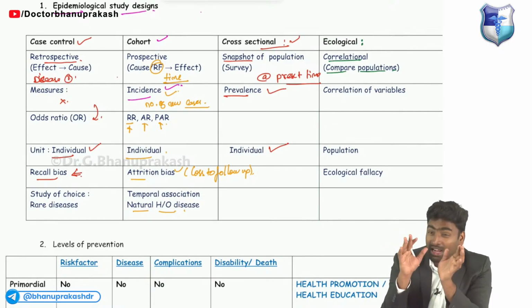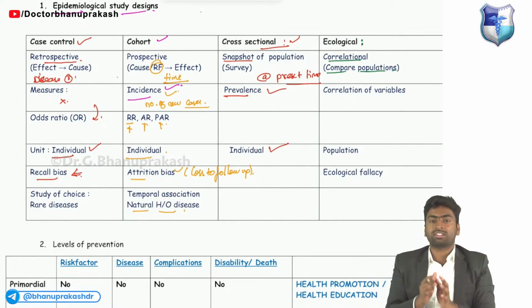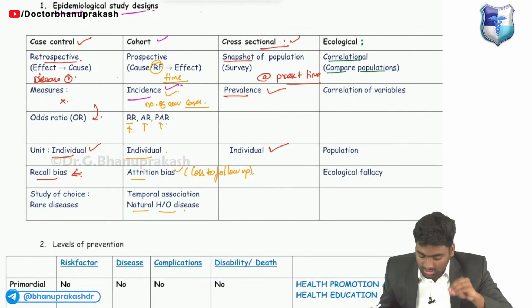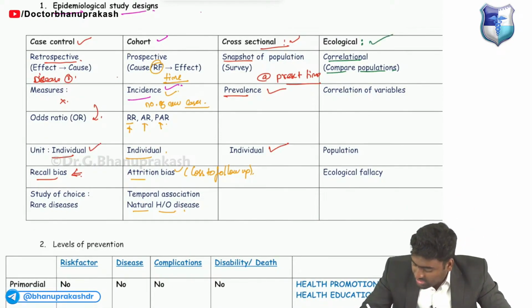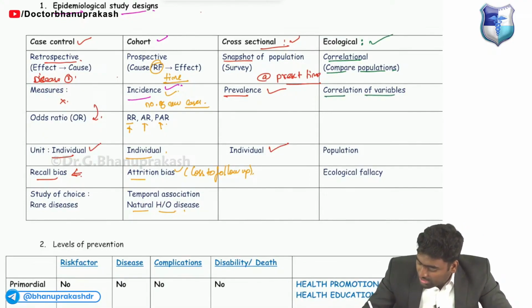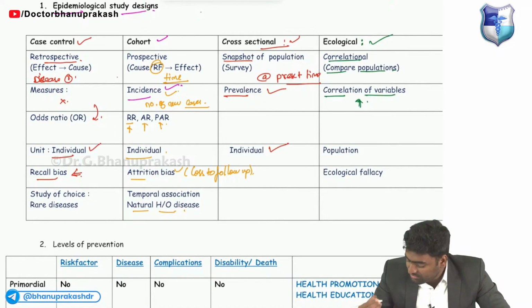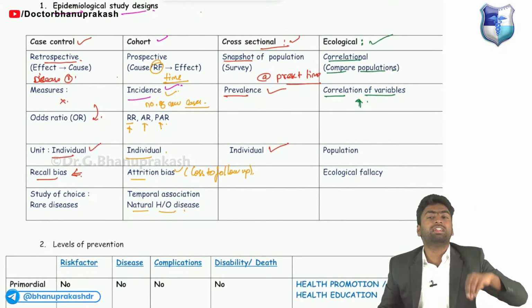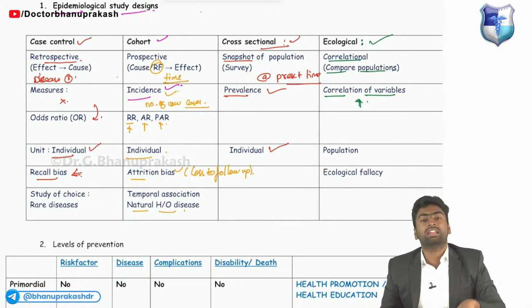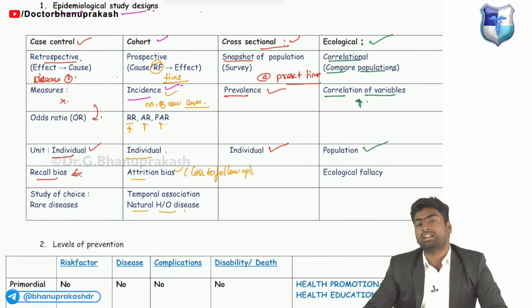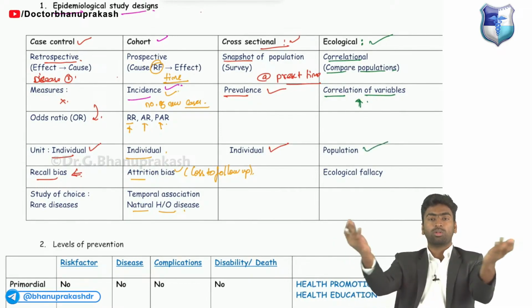So if you are taking the data from general publications or from the government and you are comparing it, it is the ecological study. It is the correlation of variables that we can measure using this ecological study. And this ecological study will not be done at the individual level. It will be done at the population level, at the whole population.